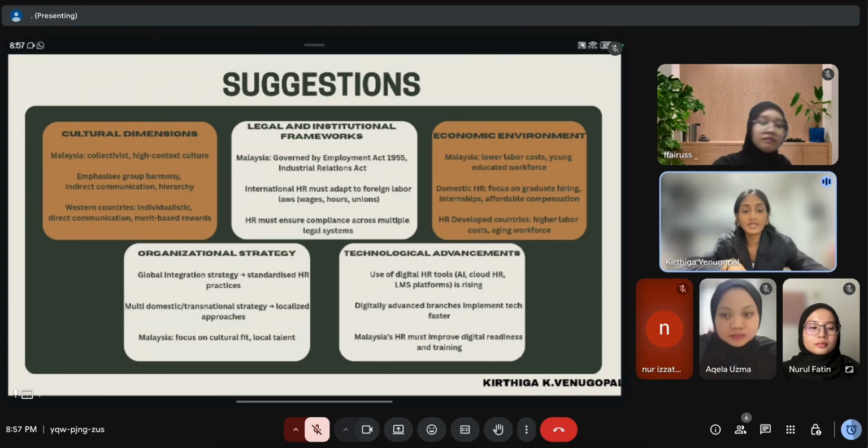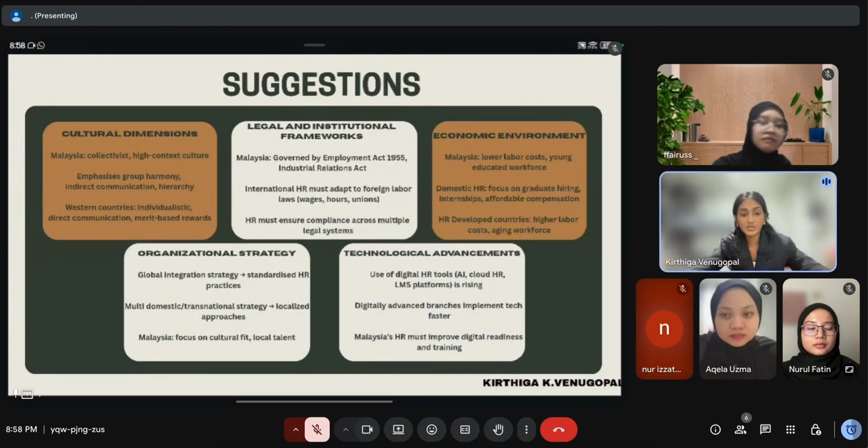And moving on to the organizational strategy, the company's global strategy also shapes human resource. If the company wants to keep everything standardized, human resource practices stay the same everywhere. For example, if they follow a local strategy, they customize human resource policy for each country. So in Malaysia, this could mean hiring for cultural fit, while other branches may follow strict global policies.